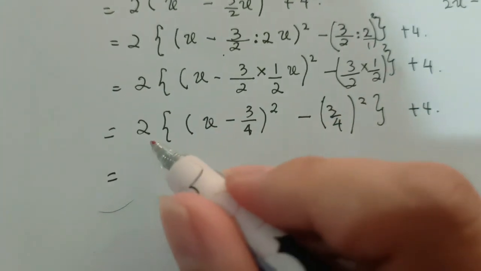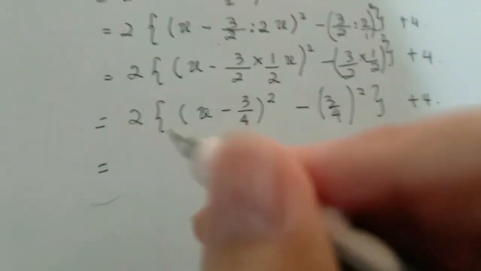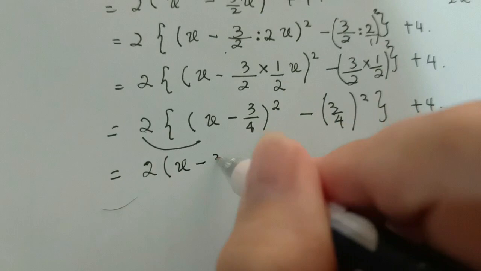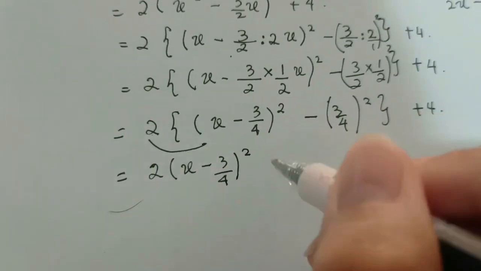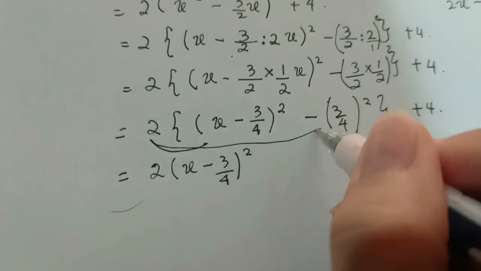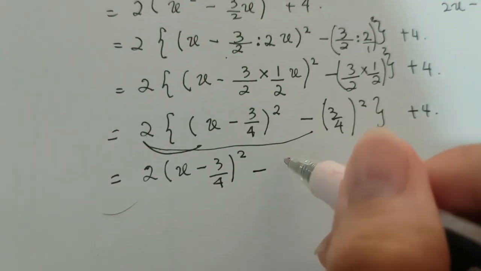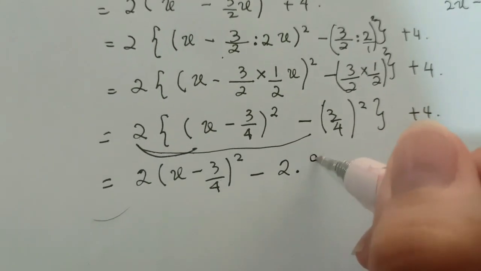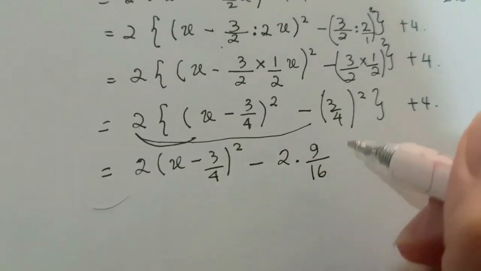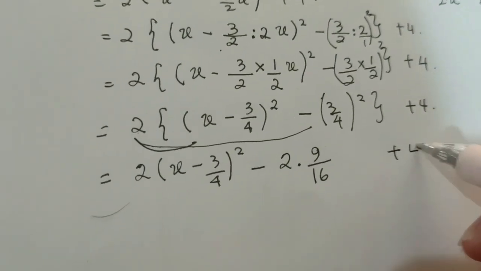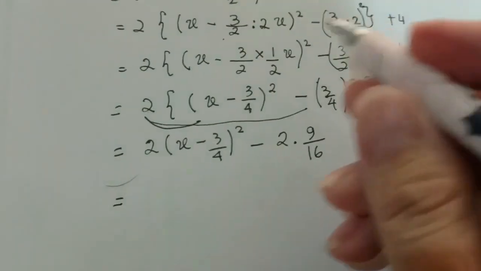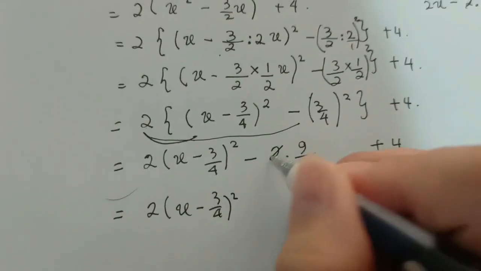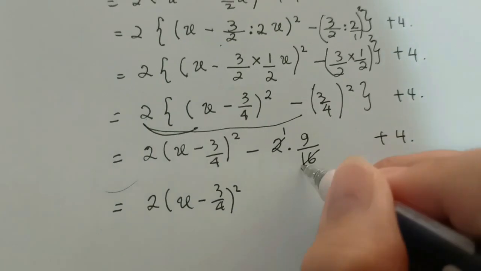Then now we are going to open the bracket over here. When we open, 2 multiply this becomes 2x minus 3 per 4 quadrat. Now 2 multiply this is minus 2 multiply 3 quadrat is 9, 4 quadrat is 16, plus 4 equal 2 in the bracket x minus 3 per 4 quadrat, 2 divide 2 is 1, 16 divide 2 is 8.